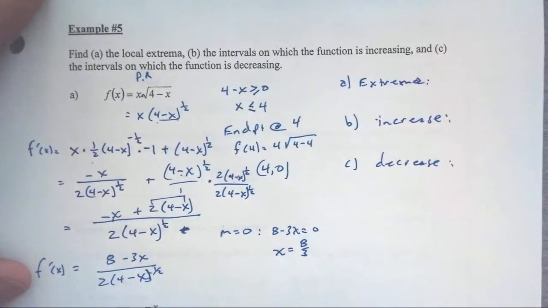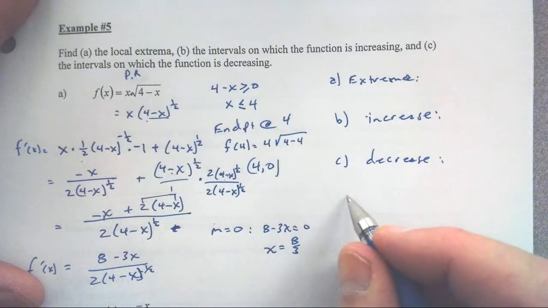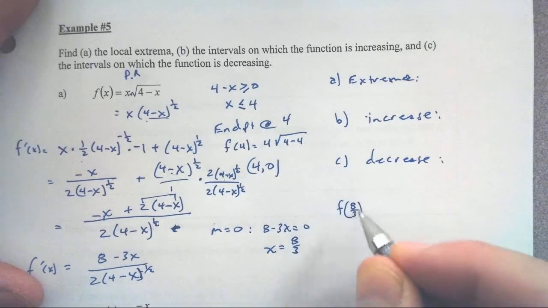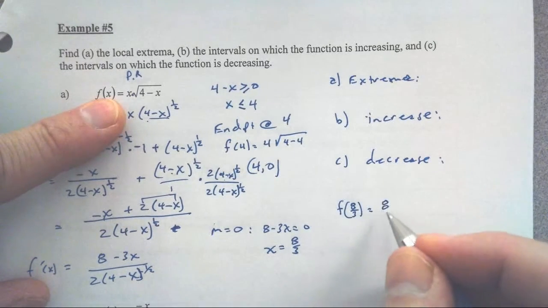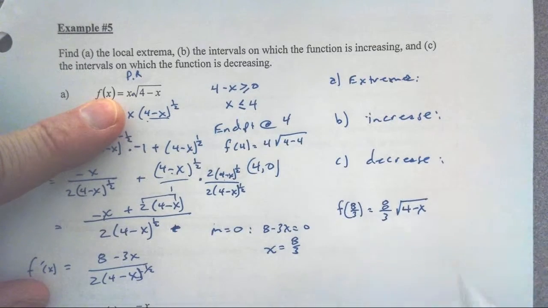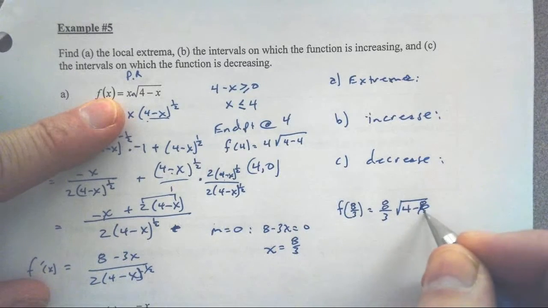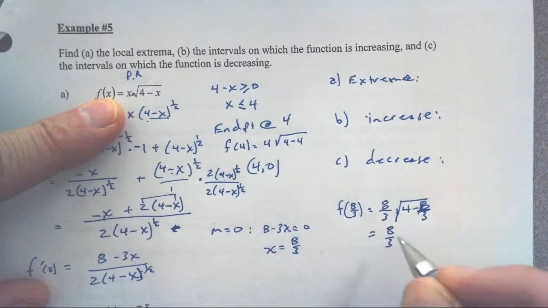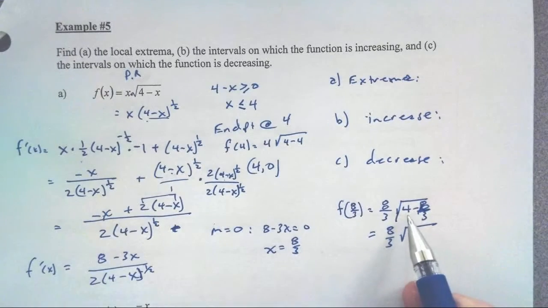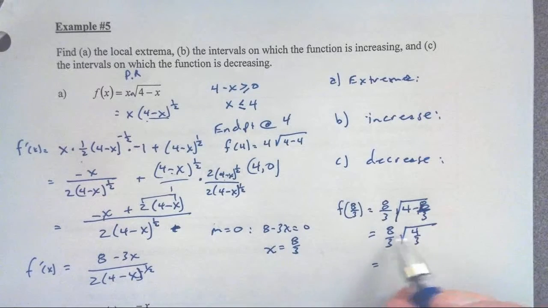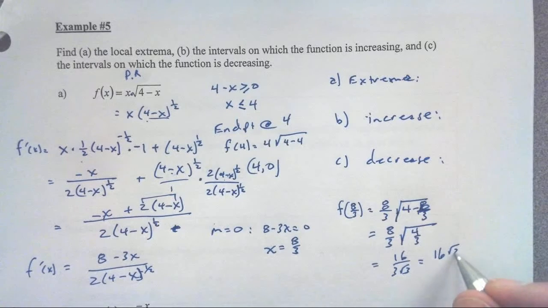We got a little bit of cleaning up to do, but I definitely want to find, I'll leave room for my decreasing interval here, I definitely want to find f of 8/3. We got a little bit of a mess here, but we're going to get through this. 8/3 square root of 4 minus 8/3. 4 is 12/3 minus 8/3, 4/3. Ooh, that's a little bit helpful. Square root of 4/3, so I have 16 on 3 root 3, or 16 root 3 on 9.